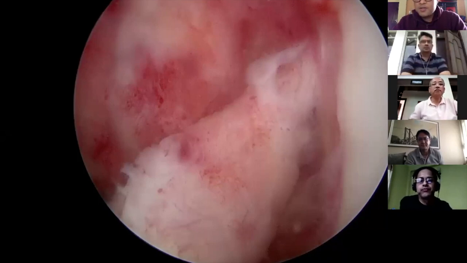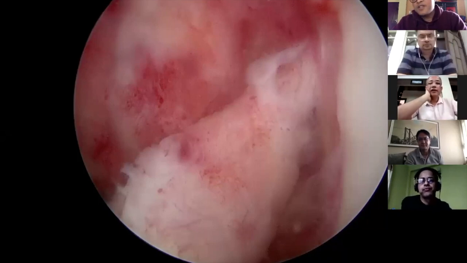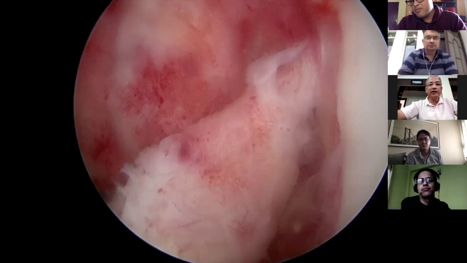Sudeep sir, will you debride all of these scars or will you preserve it? No, I'll not try to preserve it, because if I try to preserve it and put another graft there, I'll be worried about the cyclops lesion. And this scar is non-functional, so I feel that there is no point in preserving it. So I'll have to debride it completely and do ACL reconstruction the standard way.